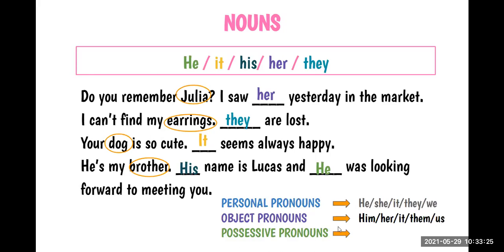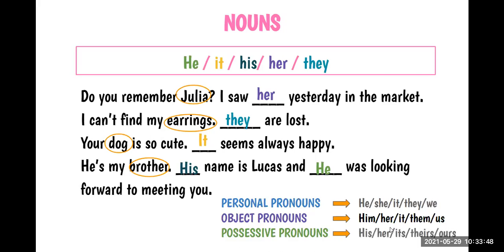What about the possessive for he? His. For she, her. For it, its. For they, their. For we, our. Very good. So this is the difference, right?